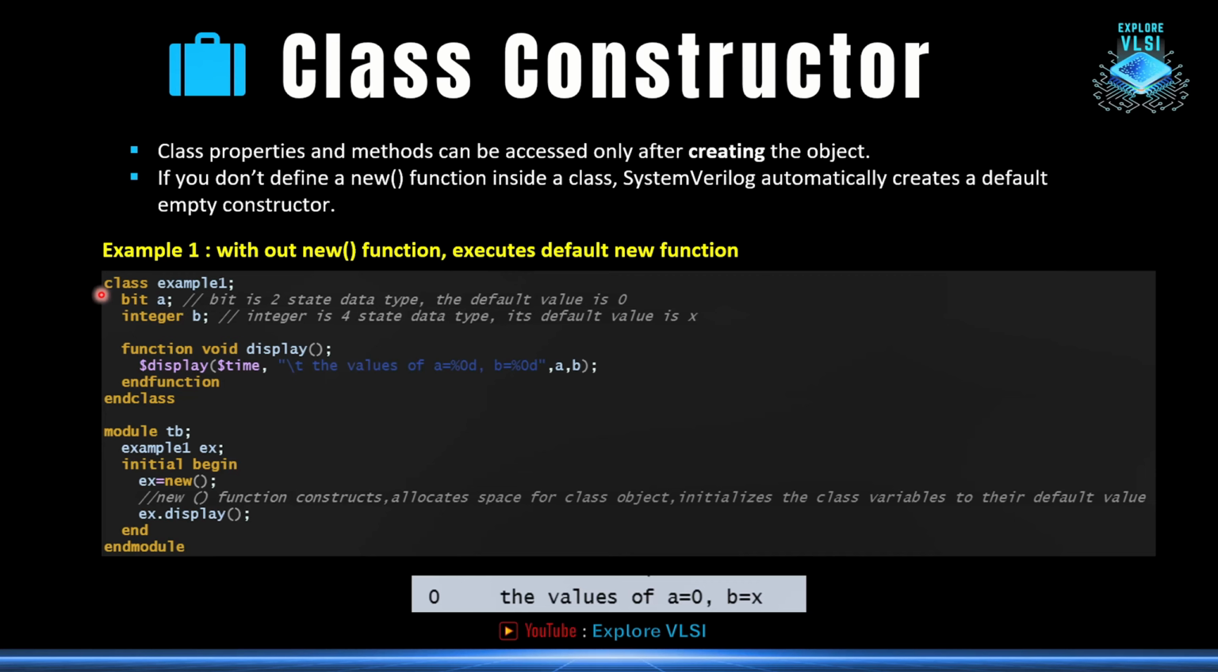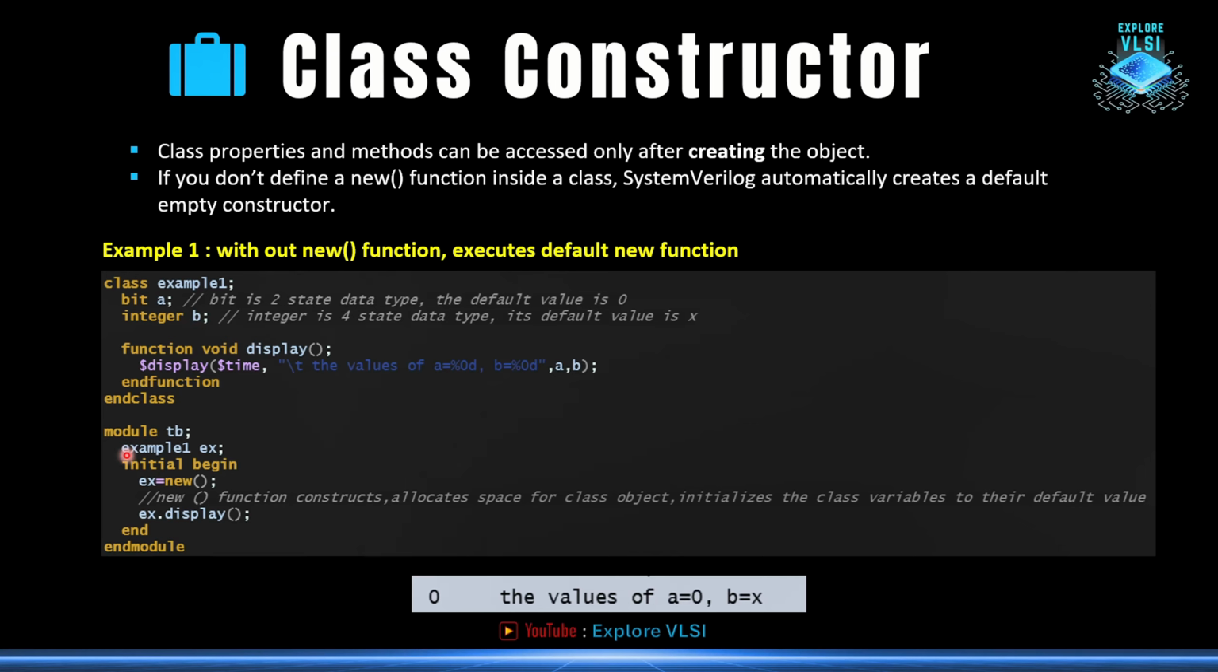See, here is an example, class example1. Again I have bit a, integer b. This bit a is a two-state data type and the default value will be 0. And integer is a four-state data type, so the default value of b is x. And I have a function here. Again, I am displaying those values.